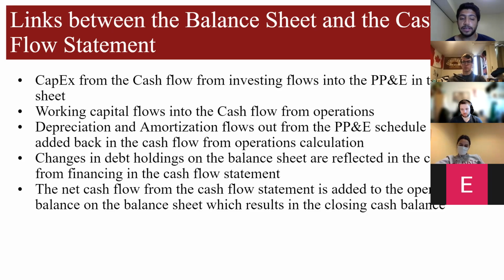So if in January we had $100 on our balance sheet, and throughout that year we generated 150 more, the opening cash balance is 100. Then we add the cash flow from that year, which is 150, and that gives us the closing cash balance for that year, which is 250. Any questions on this?